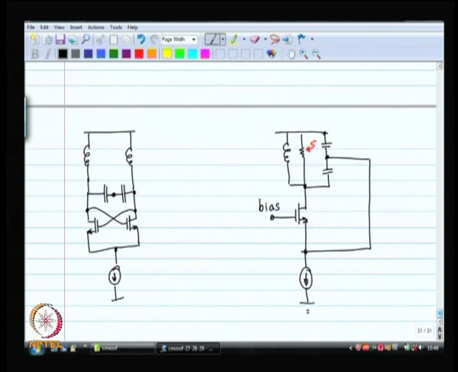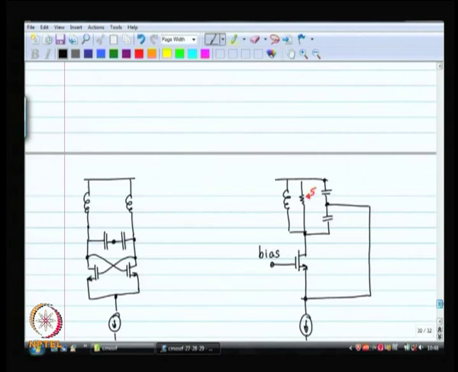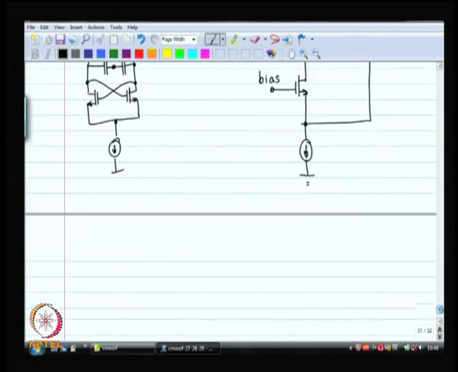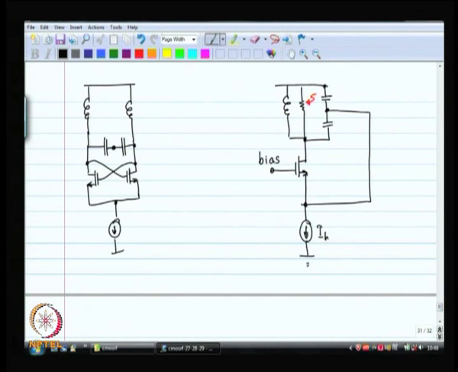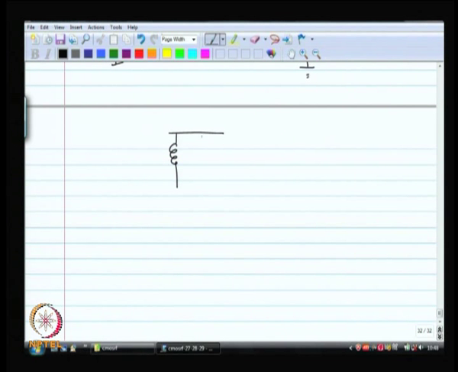Now, what does this do? As far as the small signal voltage is concerned, in the small signal sense, let me redraw my circuit. In the small signal sense, this bias current is an open circuit. The bias voltage is a ground potential. So, if I redraw my circuit, this is what I have got. Or in other words, if I reorganize my drawing, it is going to look like this.